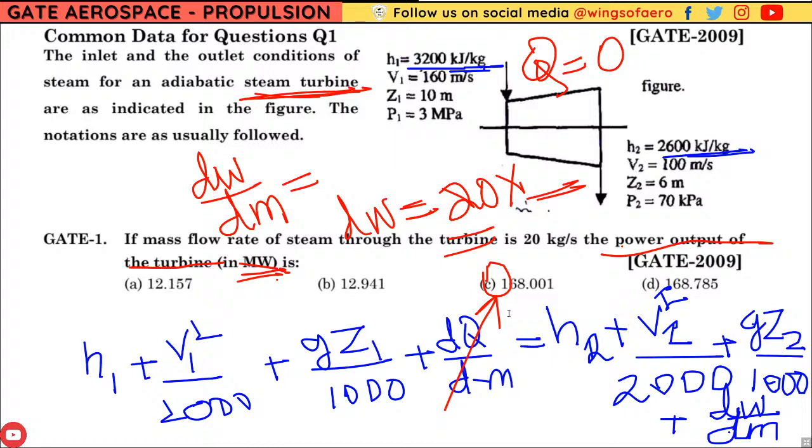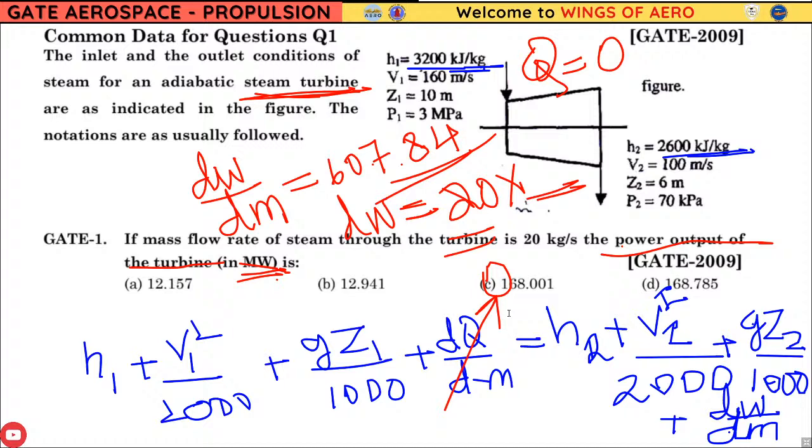So whatever value we get, I'm getting around 607.84. I'm sure you're getting the same. And in GATE Aerospace, the same question was repeated in 2012. Same question.